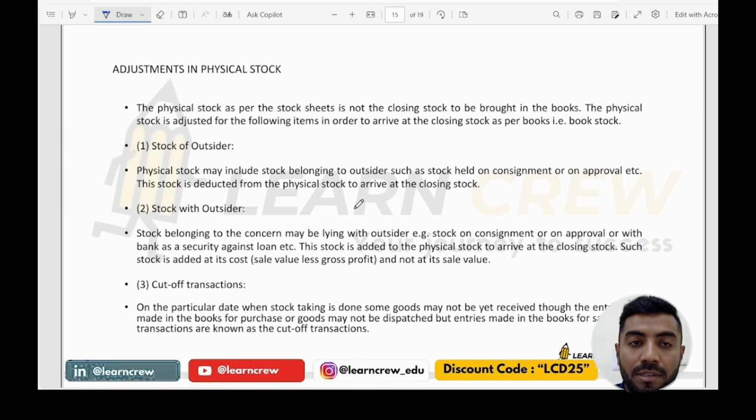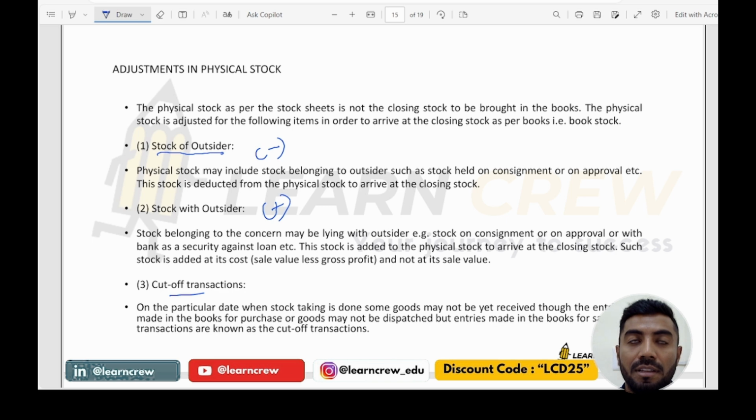So, what are the adjustments? Adjustments in physical stock. What are the adjustments in physical stock? One is stock of outsiders. If you're having third party stock with you, that is not your stock basically. If you're having someone else's stock, that to be minus. Stock with outsiders: your stock you've given to somebody else, a third party. Say a consignment you've given, or even if it's lying with the customer, say some goods you have sent on approval basis, that is lying with the customer. That is to be taken into consideration in the stock. That is your stock. Still, it is not sold, but it is still your stock, to be added in the stock. Okay. Then we have cut-off transactions.